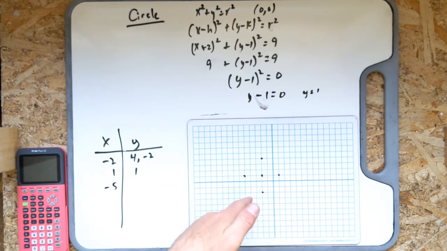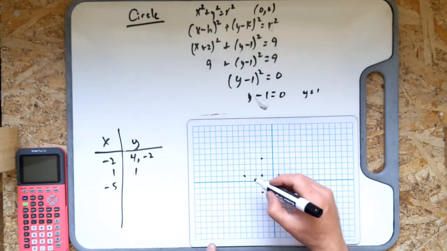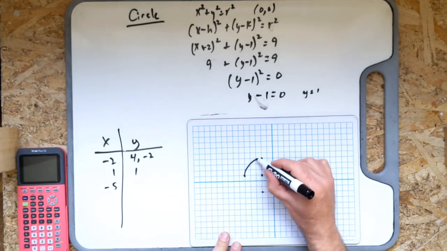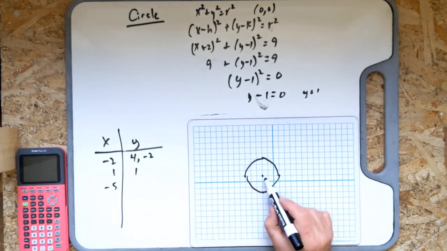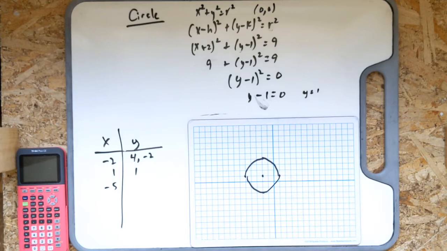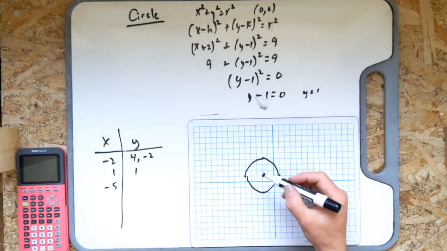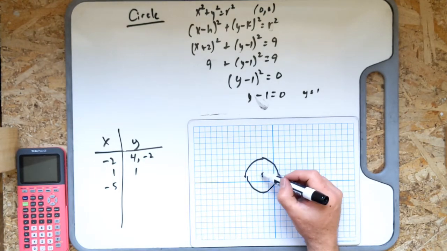Now, I could do the intermediate ones. They're a little painful. I'll leave that for an exercise on the homework. But you can just connect these now. And there we go. The center was -2, 1, which I didn't know other than I told you, but you can kind of see the center is -2, 1 now. And the radius is 3.